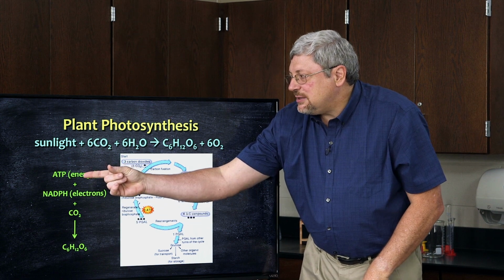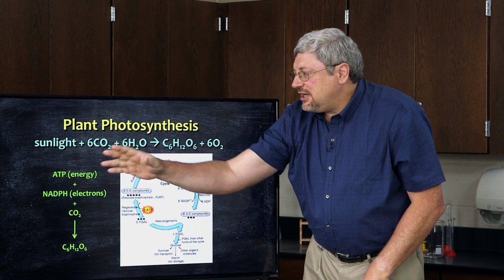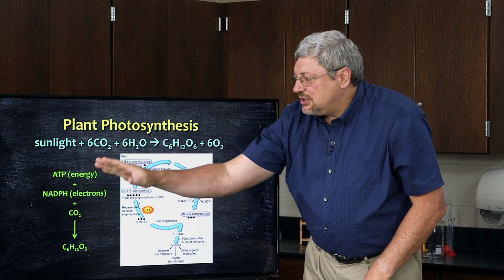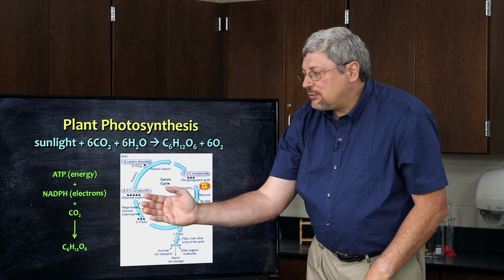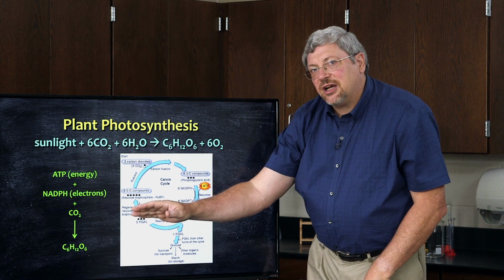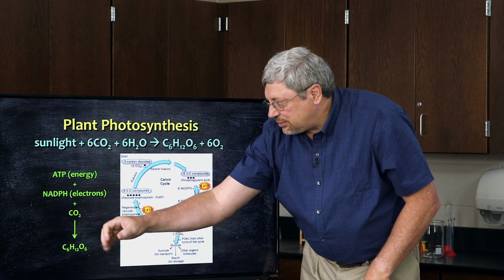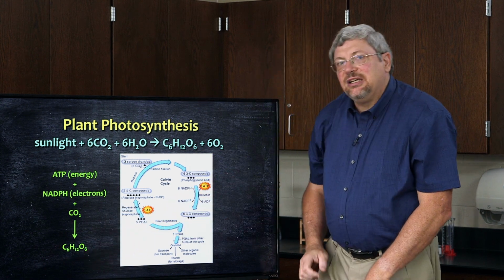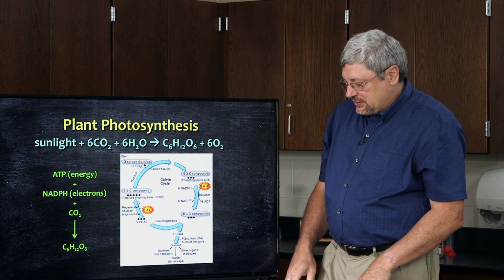So we've taken ATP and electrons from the light-dependent reactions, added some carbon dioxide, pulled in carbon dioxide, and we end up building sugar in this process.